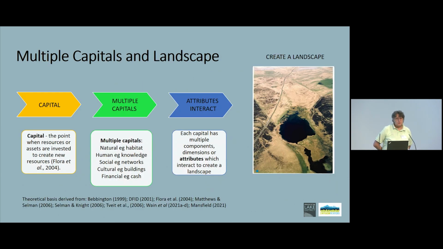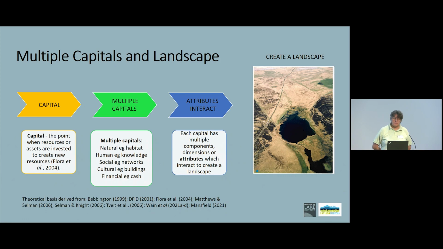So what is multiple capitals? What are they? Well, basically, for those of you that are unfamiliar, capital is the point where resources and assets are invested to create new resources. So natural capital is the one thing that most people have heard of. However, there are lots of other different types of capital. Human capital, such as the knowledge we use in order to manage those natural capitals. Social capital, that's working together. Cultural capital basically can be divided into intangible and tangible assets. And then finally, there are financial assets and capitals, which again, people are more familiar with. And the idea is that those capitals and parts of those capitals interact with each other to create a landscape.